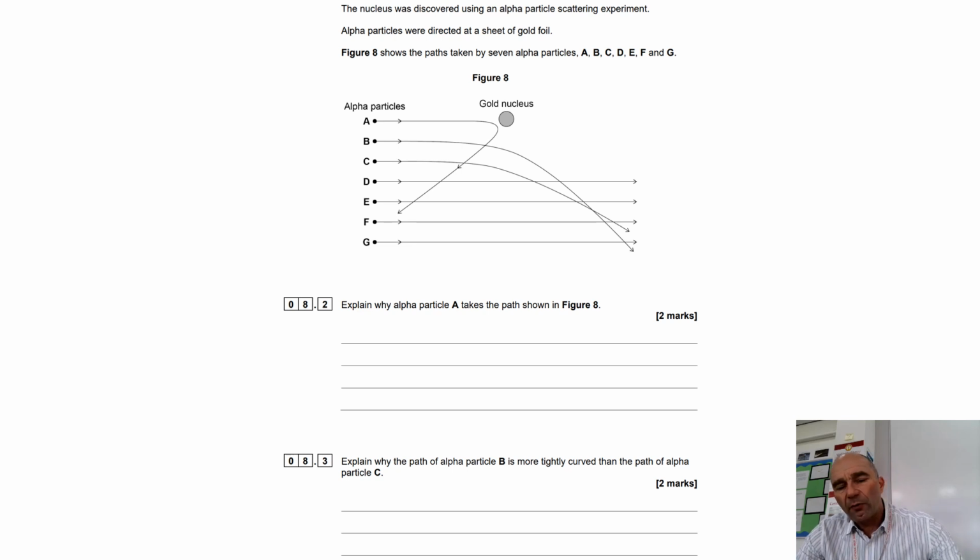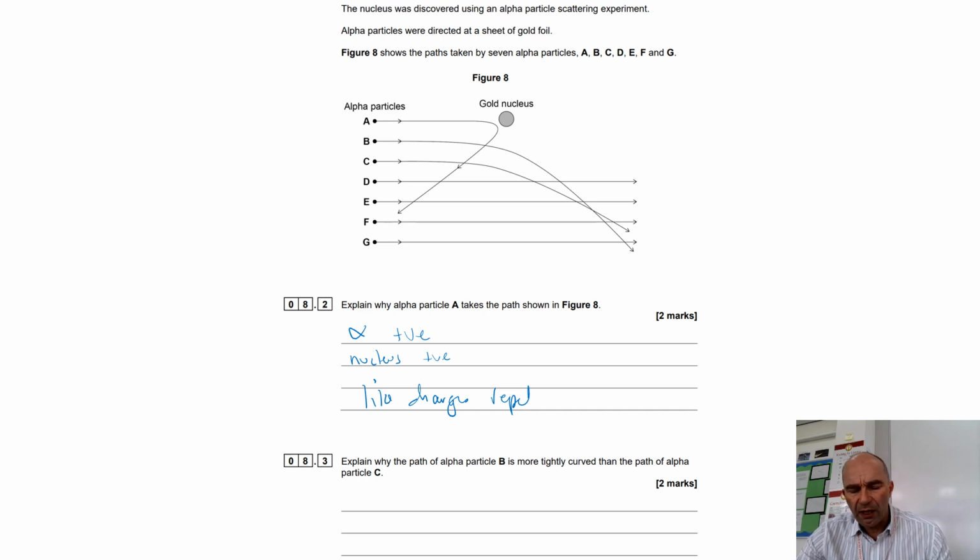Now, if you remember, an alpha particle is positively charged, and the nucleus is also positively charged. Like charges repel, and there's your answer. So the fact that the alpha particle got close to the gold nucleus, the charges repel, therefore it caused our alpha particle to be deflected back to where it came from, or back towards the source.